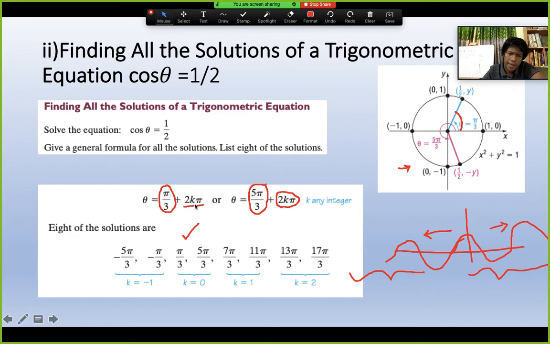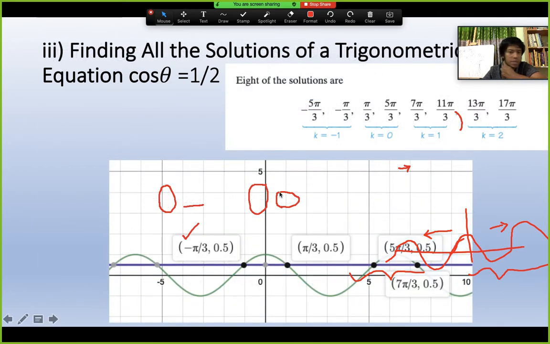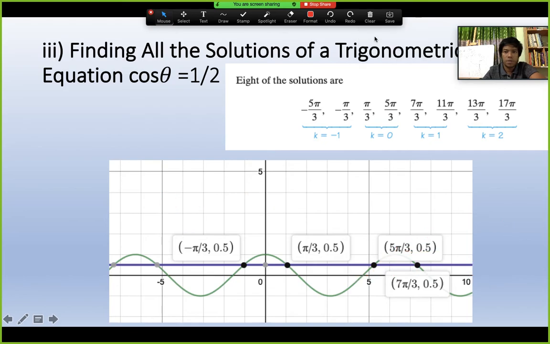By the way, can we put k value 1.5? Answer is no, because k has to be an integer.